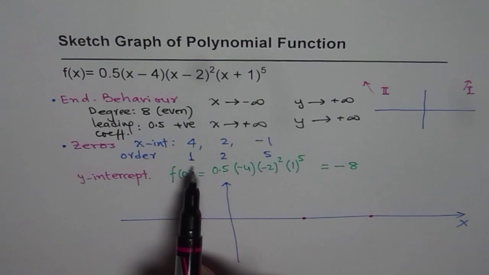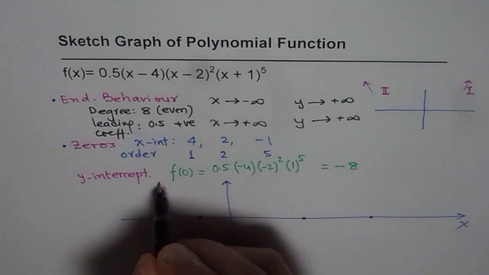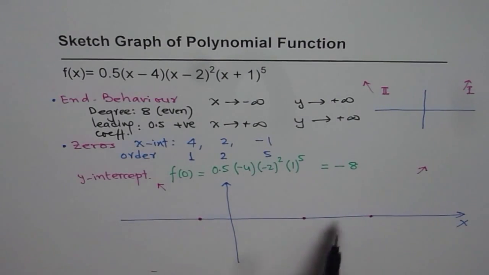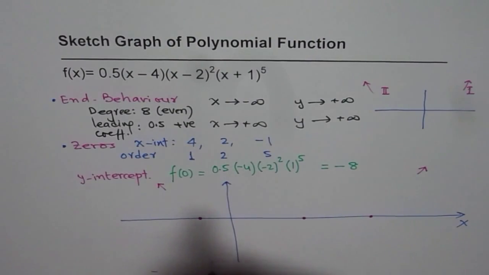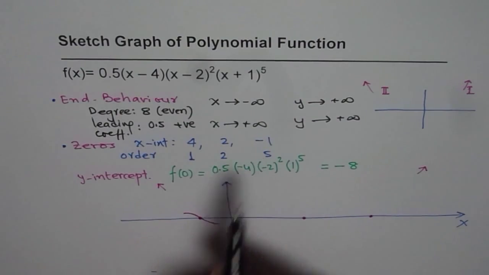Order decides how the graph will move across the x-axis or around x-intercepts, right? Let's also mark the end behavior. The end behavior is both sides are up, right? So that is the end behavior. Now, let's start from left to right. So minus 1 is our first x-intercept as we go from left to right, and the order is 5. That means it will kind of move like a cubic function, which will be kind of like this, but flat, right? Flat since the order is 5.